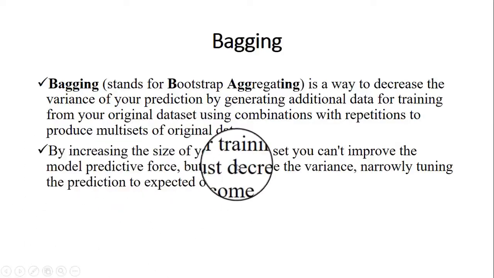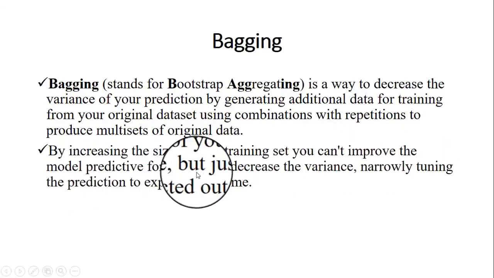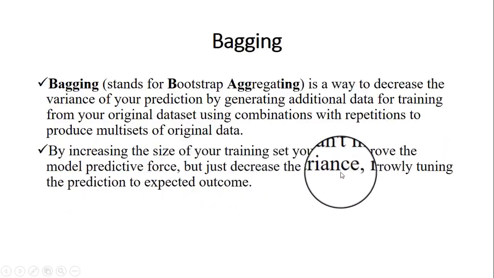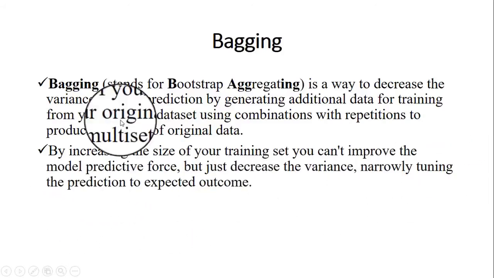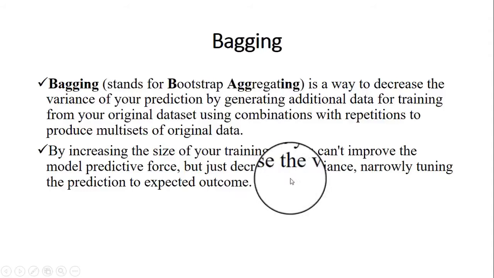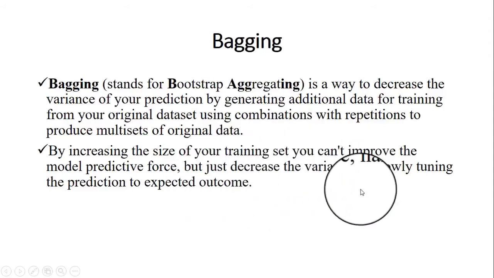By increasing the size of your training set, you can't improve the model's predictive force, but just decrease the variance, narrowly tuning the prediction to expected outcomes. That means by using this, you can basically decrease the variance, which means you can increase the performance on that particular data set.